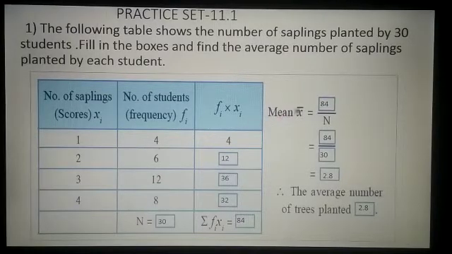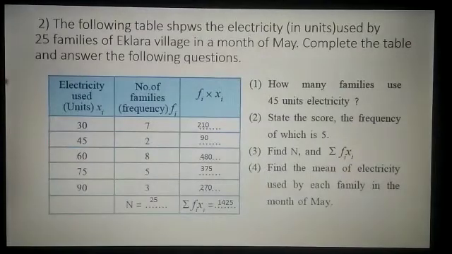Now we have to find the mean x bar. So x bar means sum of fi into xi upon n. Sum of fi into xi we have taken out as 84. So 84 upon n is equal to 84 upon 30. N is 30, so write 30 here. 84 divided by 30 is 2.8. Therefore the average number of saplings planted is 2.8. Okay, now let's come towards the next example.